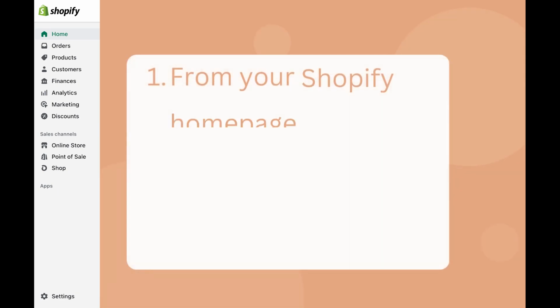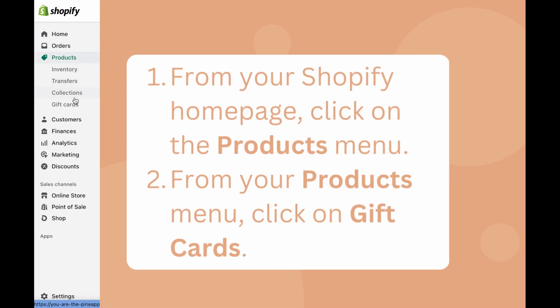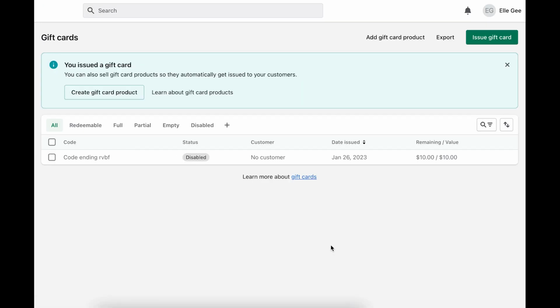So from your homepage, you are going to navigate down to products. And then from there, you're going to click on gift cards. Now from the gift card menu, yours is probably going to look a little bit different if you have not ever used gift cards. What you're going to see is likely add gift card product or issue gift card. You're not going to see these down below until you've already issued one. So let's go ahead and I'm going to click on add gift card product. You should click on that too.